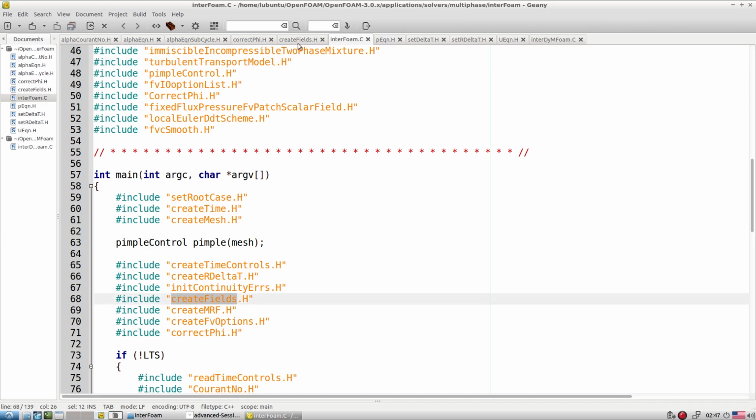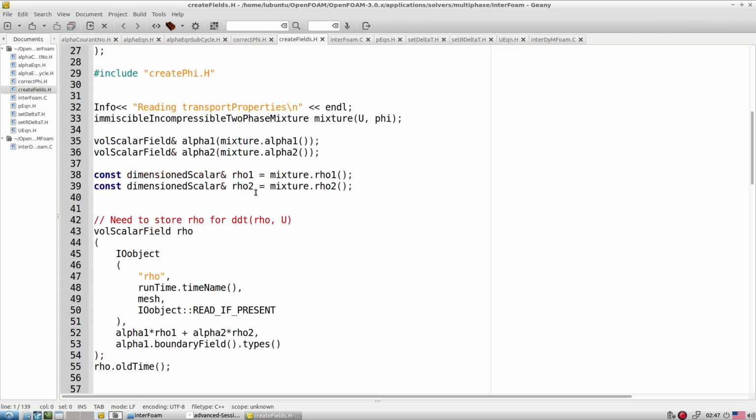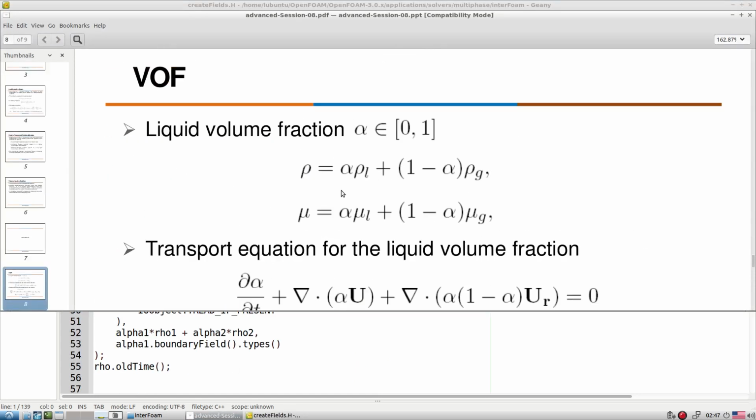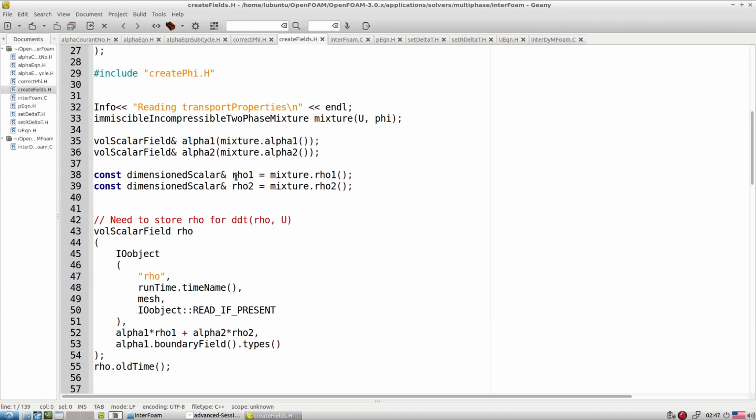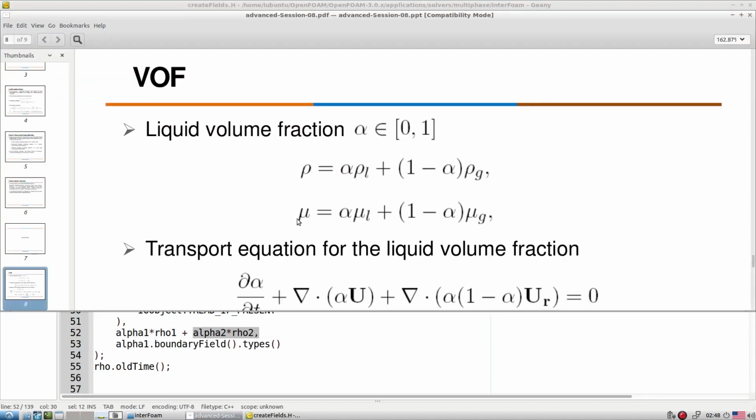The createFields file shows our one equation. If you look here, rho is nothing but alpha 1 into rho of liquid plus alpha 2 into rho of gas. In the same way, you can see rho 1 and rho 2 are for the first phase and second phase. Similarly alpha 1 and alpha 2 are for the first and second phase, and from that we construct rho as alpha 1 into rho 1 plus alpha 2 into rho 2. That is quite visible in this area. Now if we look here, the second equation is about mu. This we coded in the transport model area.